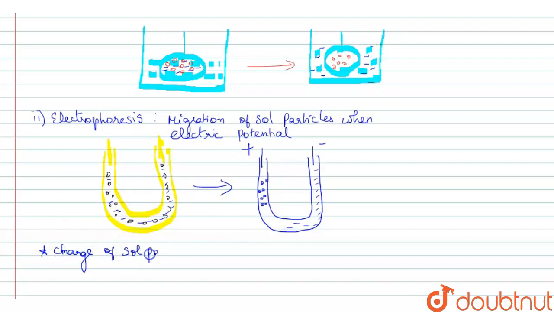So the charge of the particles can be determined using the direction of their movement. In this way, the particles get separated from the dispersion medium. So that is called electrophoresis.